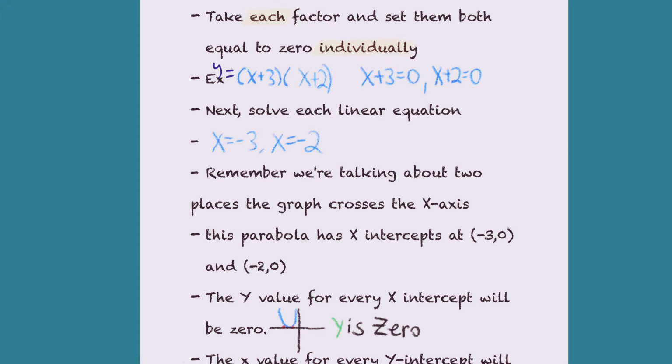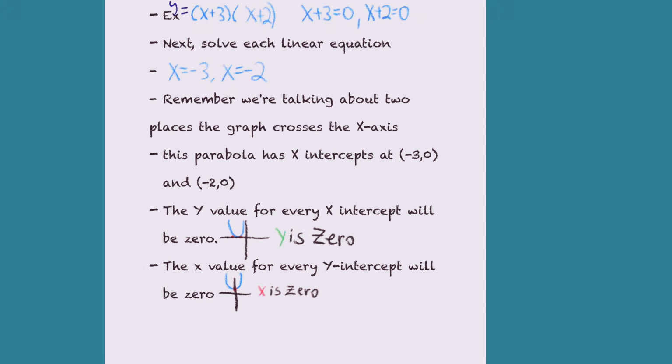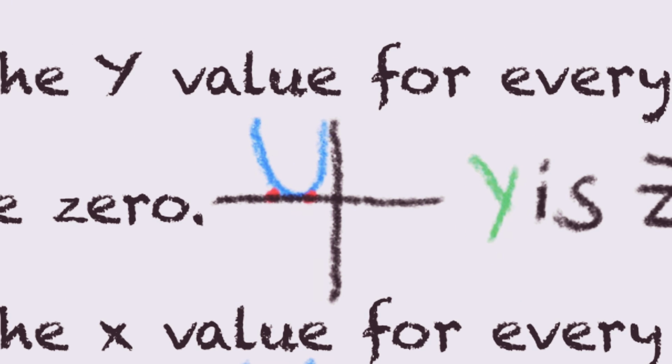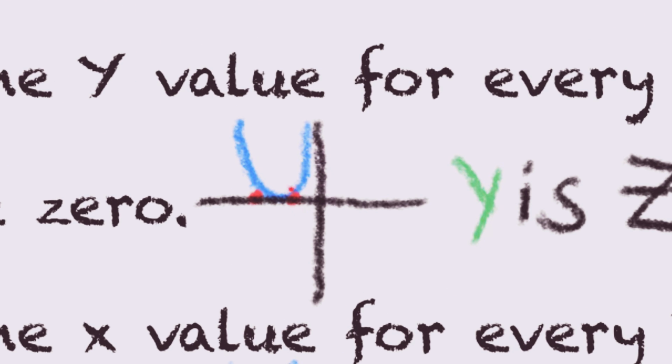And next we solve for both line equations. So here we have x plus 3 equals 0, so x is negative 3, and x plus 2 equals 0, so x will be negative 2. So remember, we're talking about the two places on the graph where the parabola touches the x-axis. Down here we have the parabola, negative 3, 0, so let's look at that. This is your negative 3, 0, and this is your negative 2, 0.